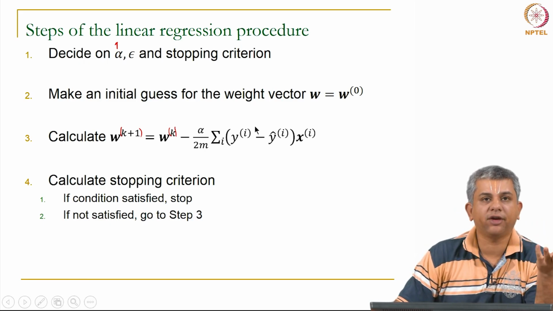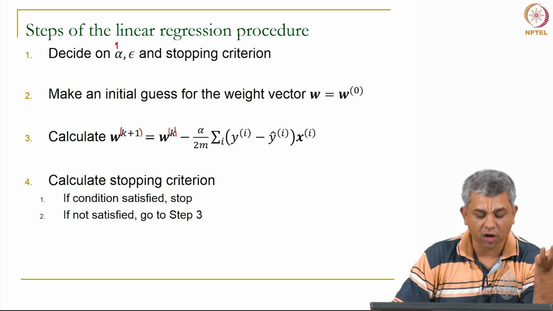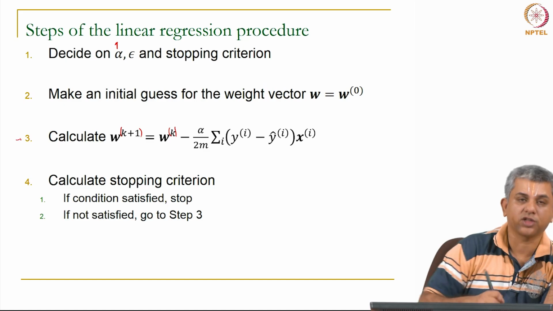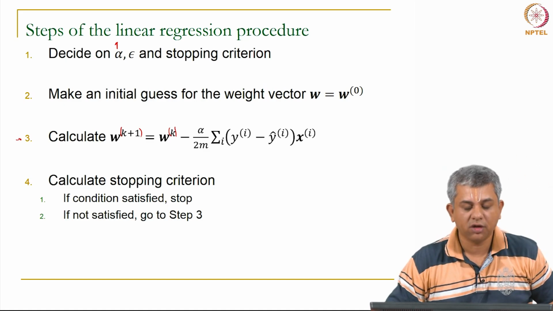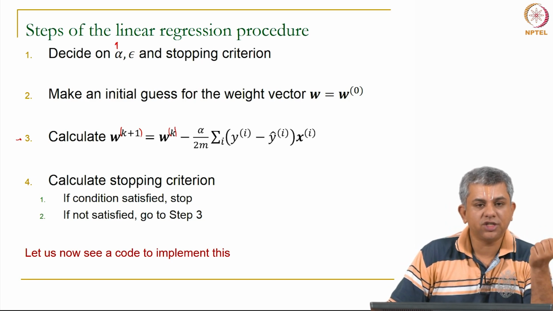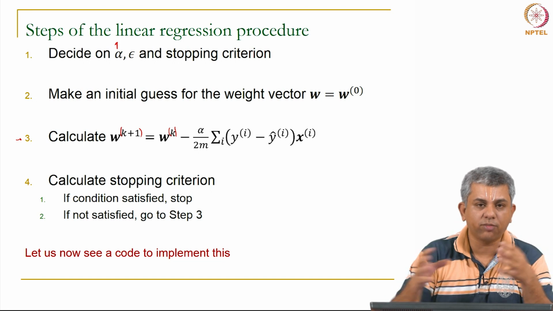And once you update your w, you calculate your stopping criteria. If this works out, you stop. If it is not satisfied, you go back here, you calculate once more, you keep on stepping through the gradients. In the next video we will actually see a code to implement this, and hopefully all of these things will come together very nicely.